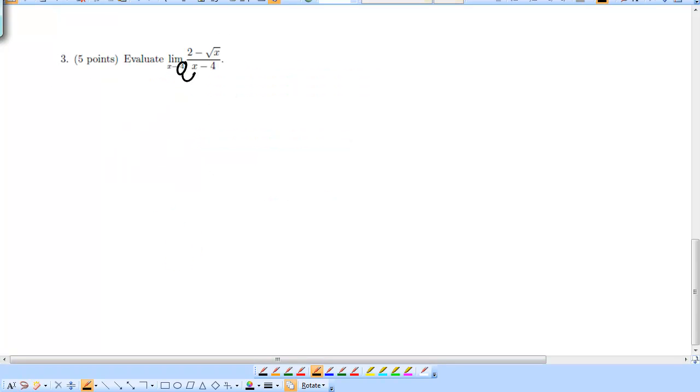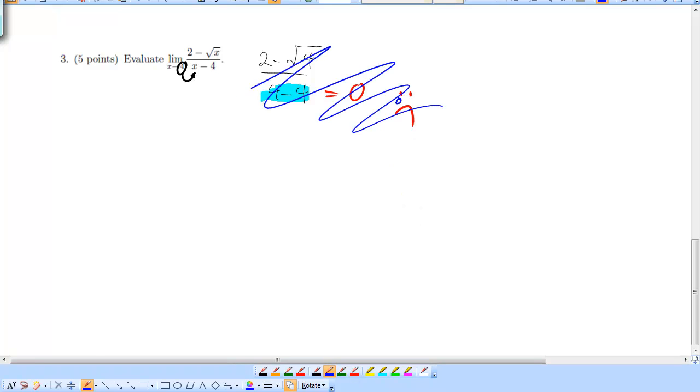All right, for number 3, let's try doing that again. Let's just try plugging in 4 in place of x. So okay, the top comes out to 2 minus 2 is 0. The bottom is 0, that's a problem. You can't have 0 in your denominator. So we have to actually do some work. Remember that I cannot just substitute in 4 like I did for number 2. So I'm going to have to do some tricks here.